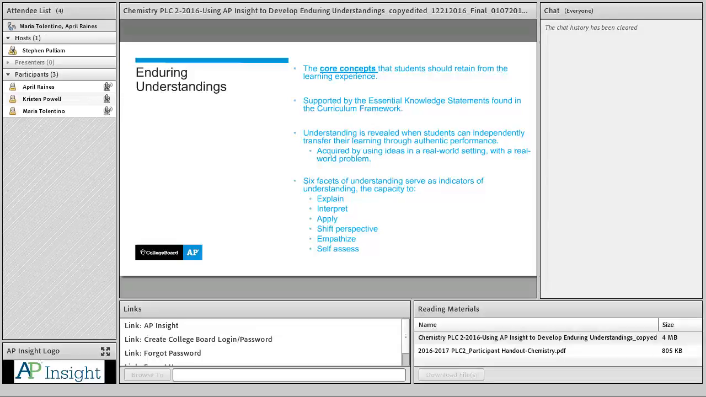Right? So the enduring understandings support the essential knowledge. They're supported by the essential knowledge statements. And as we look through the curriculum framework, we can see the layers that the College Board has spelled out. And every time I go back and look through that, the organization of it just seems to make sense. How do we know as teachers, though, how do we know when a student understands something versus them just kind of knowing it?